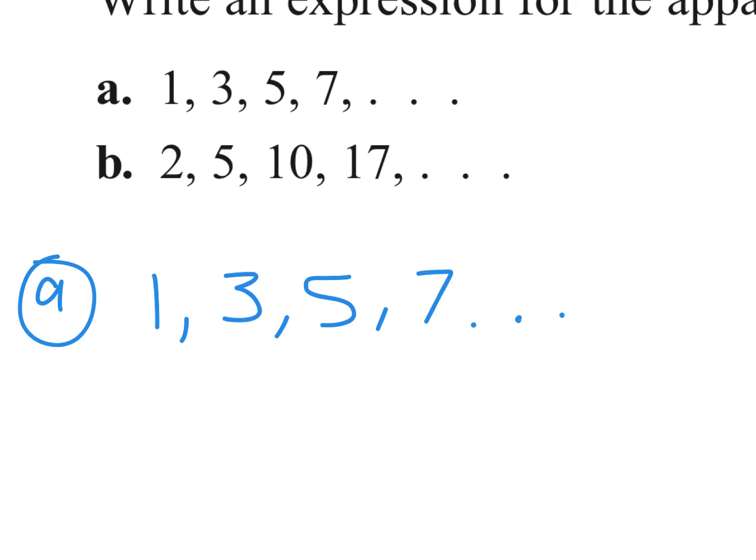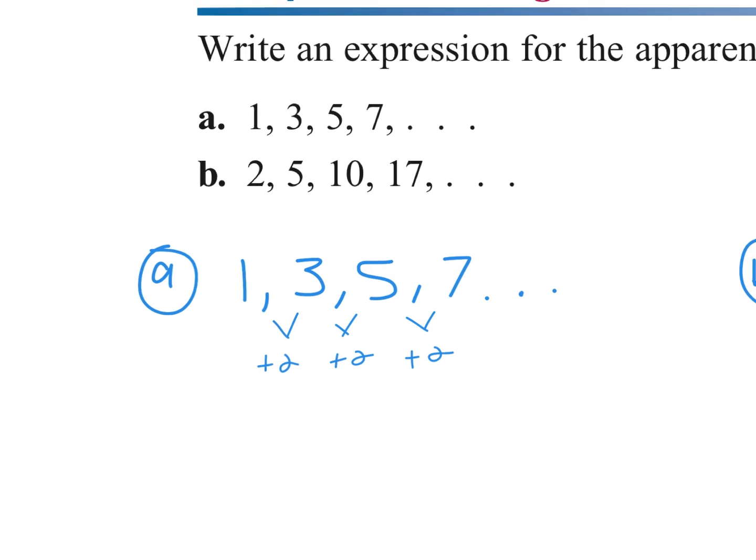How'd you get that? What are we doing from 1 to 3? Adding 2. What are you doing from 3 to 5? Adding 2. What are you doing from 5 to 7? Adding 2. This is called an arithmetic sequence. Arithmetic sequences are the same thing as a linear function. I'll show you how.